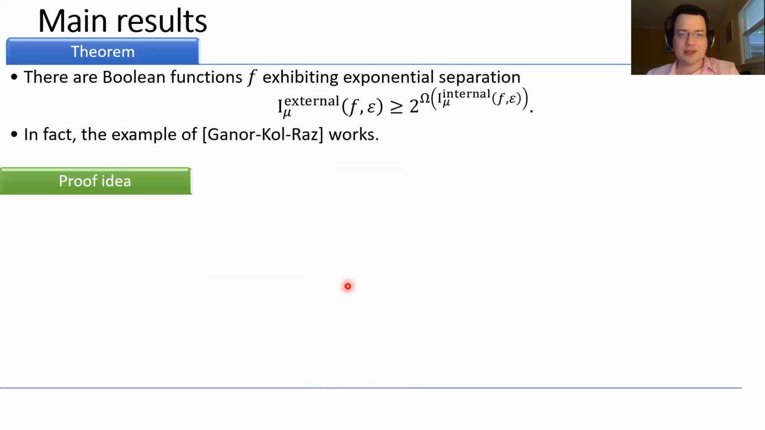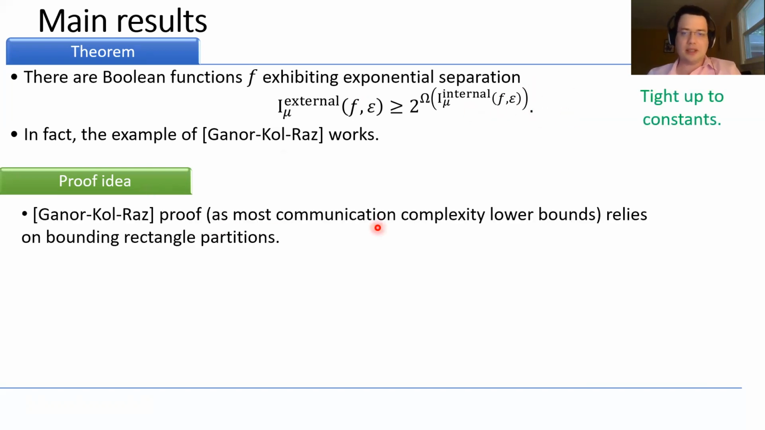So our first result is actually extending the exponential separation between Ganor, Kol, and Raz from communication versus internal information to external information versus internal information. In fact, we just showed that the same example from the paper works. It's just that the proof techniques need to be refined to work against the smaller quantity of external information complexity. And again, this is tight. It's even tight for communication complexity.